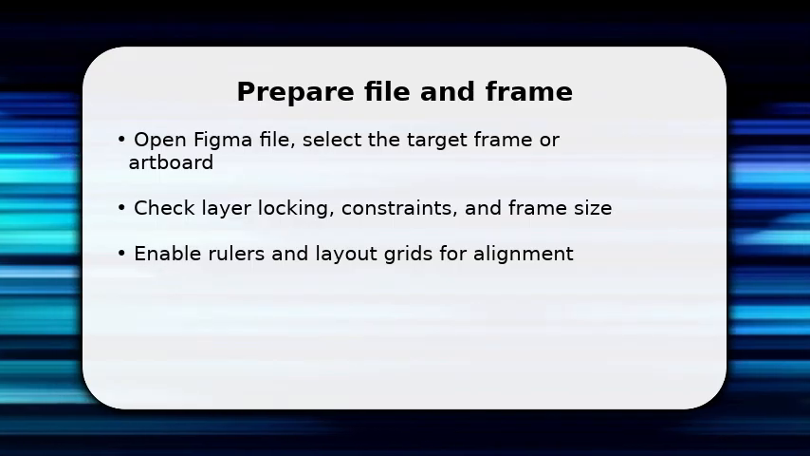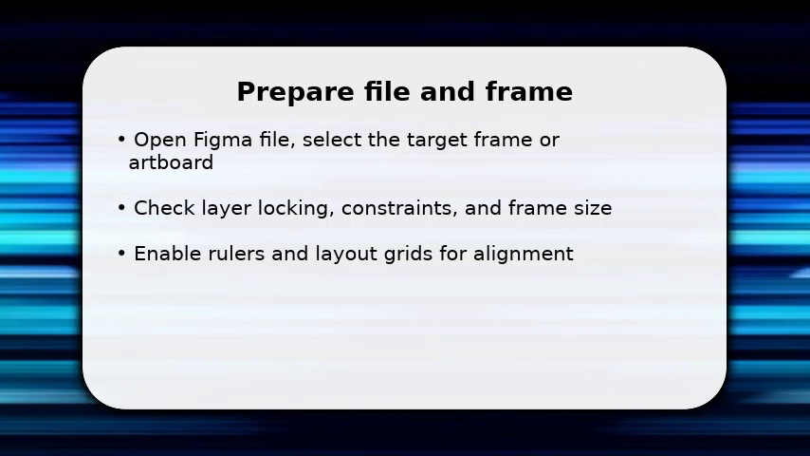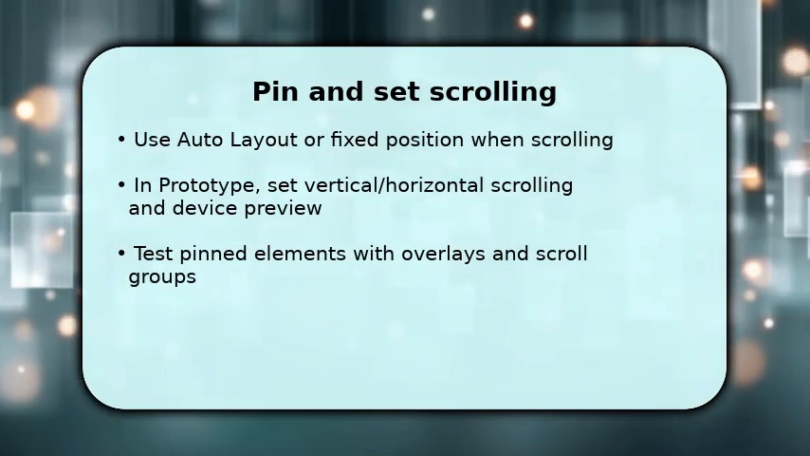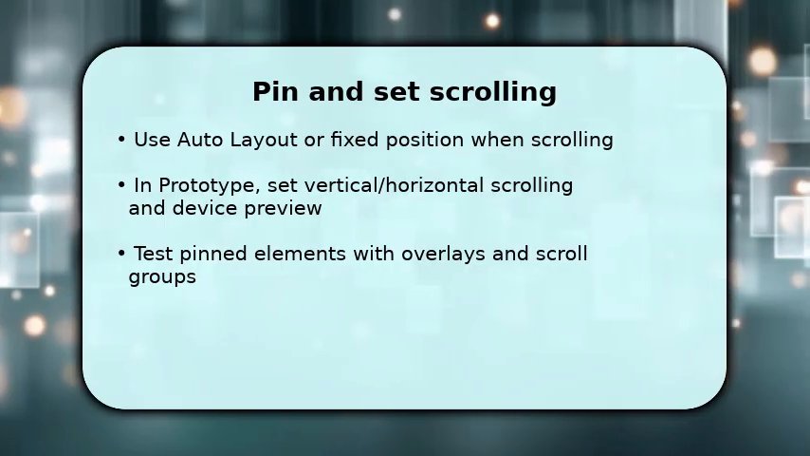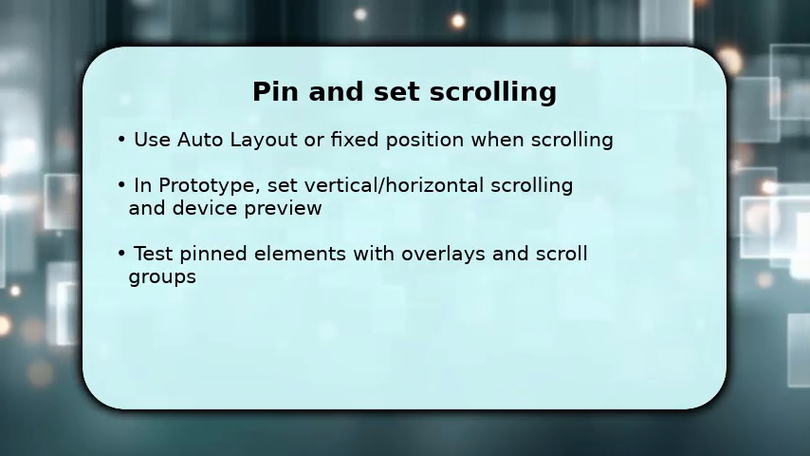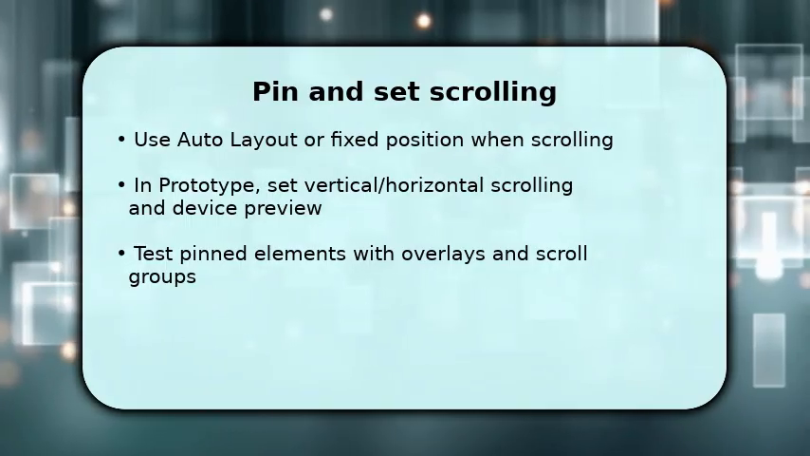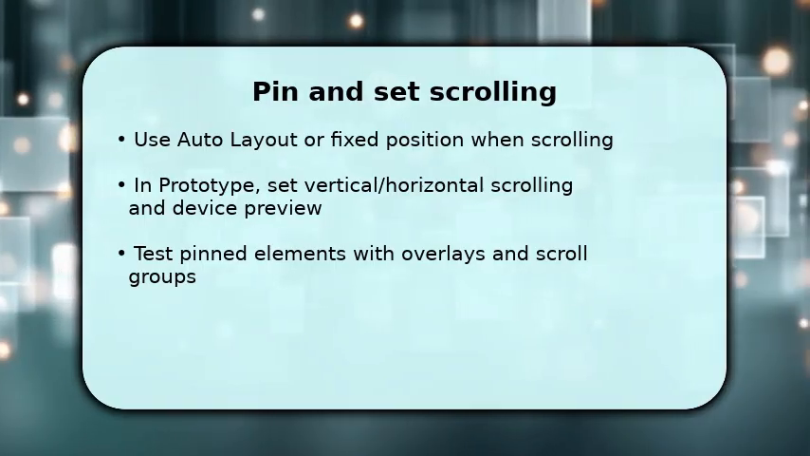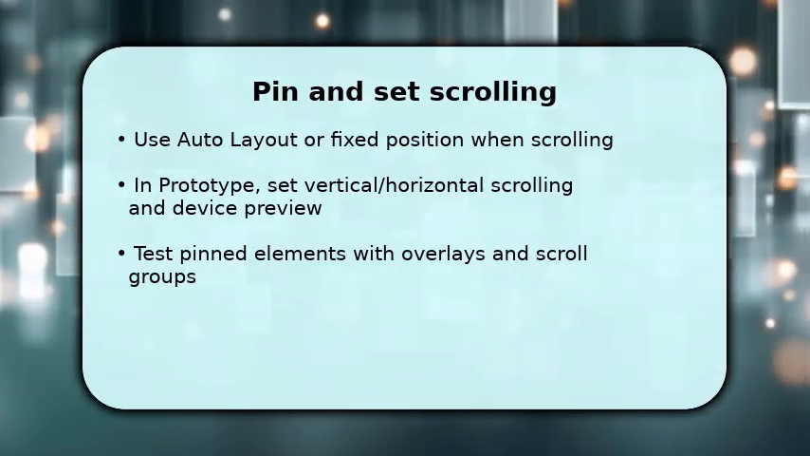Make sure objects inside the frame inherit the frame constraints before proceeding to pinning or prototyping. Next, decide whether elements need auto layout or fixed position when scrolling, because that choice determines behavior. If a header should stay put, enable fixed position when scrolling on that layer. For content lists, wrap them in a frame set to vertical scrolling in prototype.